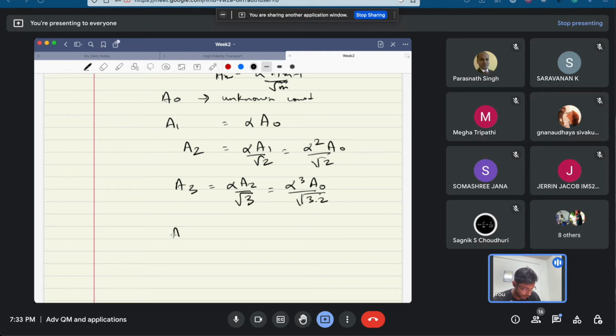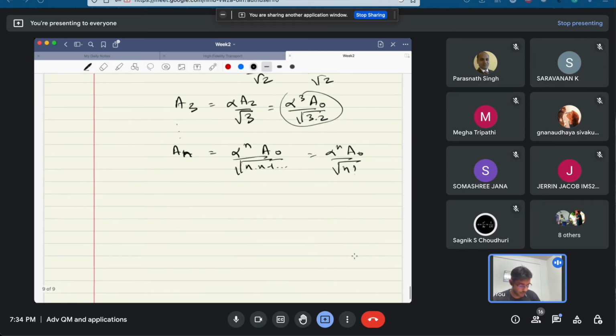So if you go for an, similarly from this part you can see 3 and 3 factorial on the bottom. So this essentially leads to alpha to the power n a0, over root of n factorial. So this you then put into the alpha as an. Now we have to find a0, which will be the normalization constant. So we have sigma n equal to 0 to infinity, alpha n a0 over root n factorial, with n here.